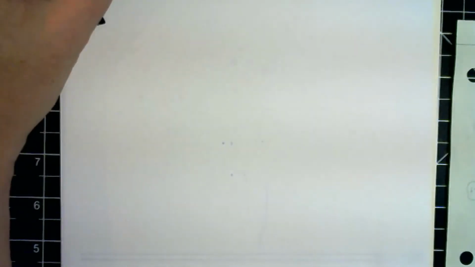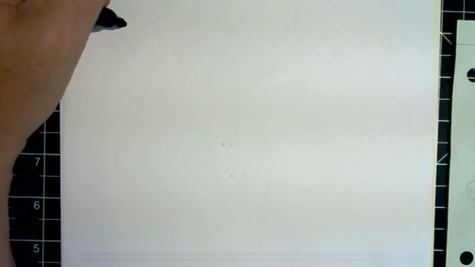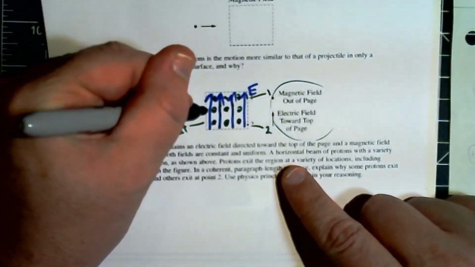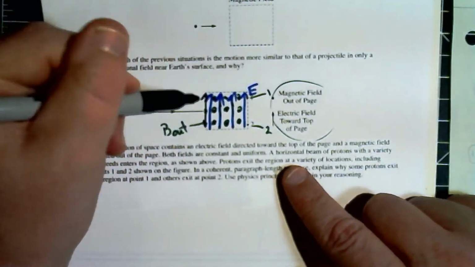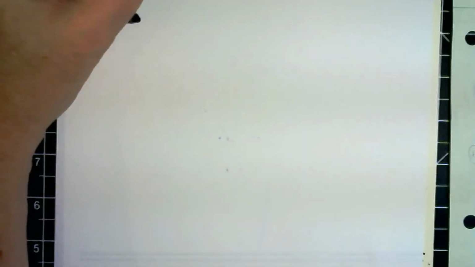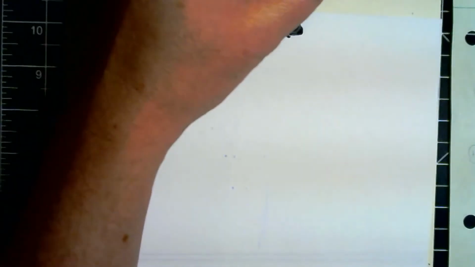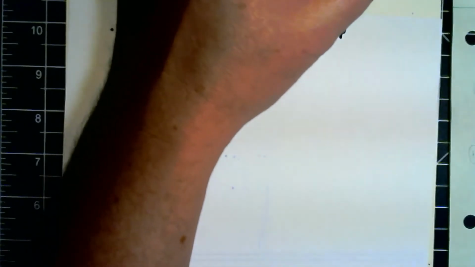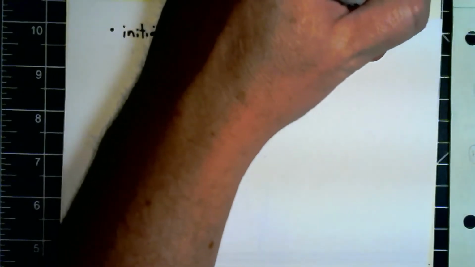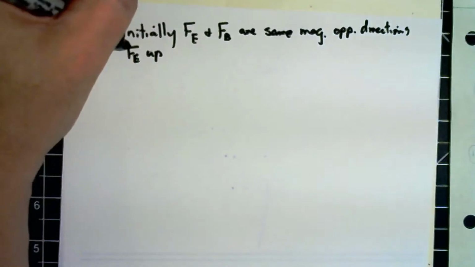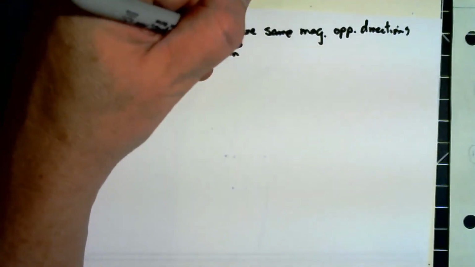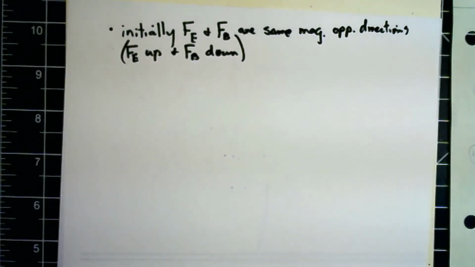All right, so what you need to state, and there are specific things you need to state on this, is you need to say, initially the electric and magnetic forces act in exactly opposite directions. So on this left side of the field, right here when they first enter, the electric force on these protons would be up, and the magnetic force would be straight down. So initially, and I'm going to abbreviate to save some time, the electric force and the magnetic force are the same magnitude, opposite directions. The electric force is up, and the magnetic force is down. Okay, so that's something critical that you need to make sure you state somewhere in your paragraph.